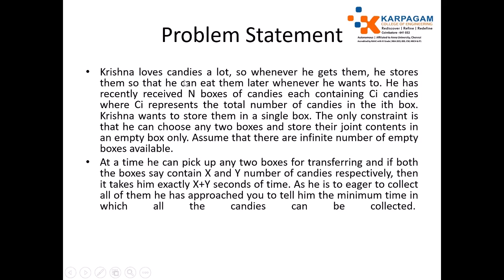Krishna loves candies a lot, so whenever he gets them, he stores them so that he can eat them later whenever he wants to. He has recently received n boxes of candies, each containing C_i candies, where C_i represents the total number of candies in the ith box. Krishna wants to store them in a single box. The only constraint is that he can choose any two boxes and join their contents in an empty box only. Assume that there are an infinite number of empty boxes available.